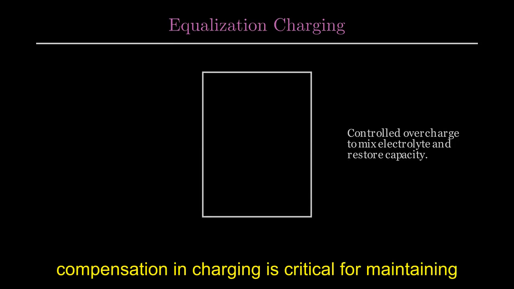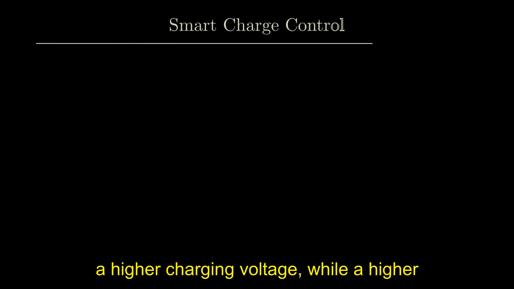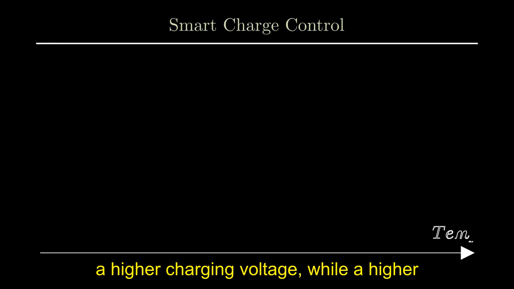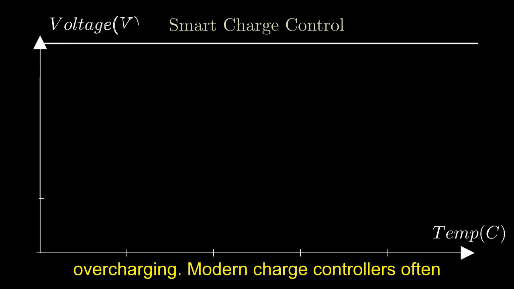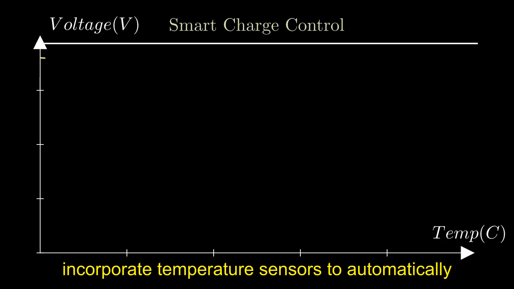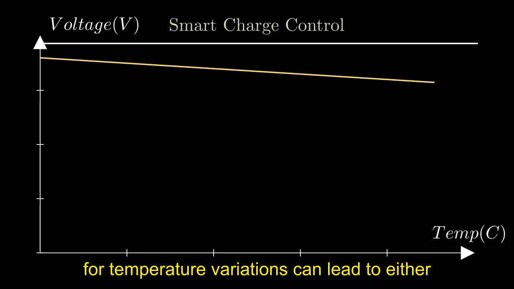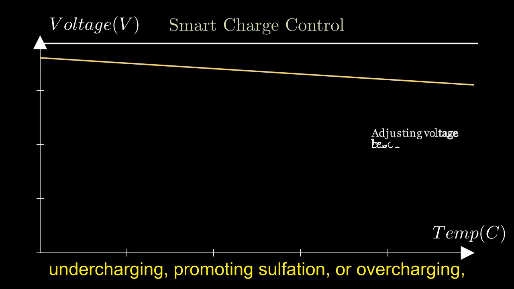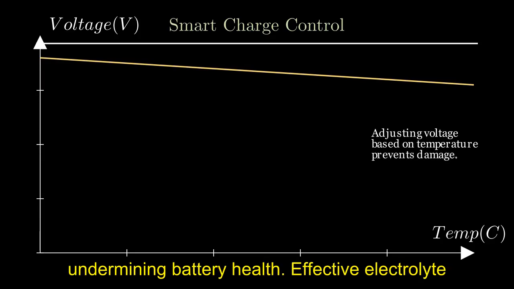Temperature compensation in charging is critical for maintaining electrolyte balance and preventing damage. Battery charging voltages are inherently temperature dependent. A lower temperature requires a higher charging voltage, while a higher temperature demands a lower voltage to prevent overcharging. Modern charge controllers often incorporate temperature sensors to automatically adjust charging parameters. Failing to compensate for temperature variations can lead to either undercharging, promoting sulfation, or overcharging, accelerating water loss and plate corrosion, thereby undermining battery health.